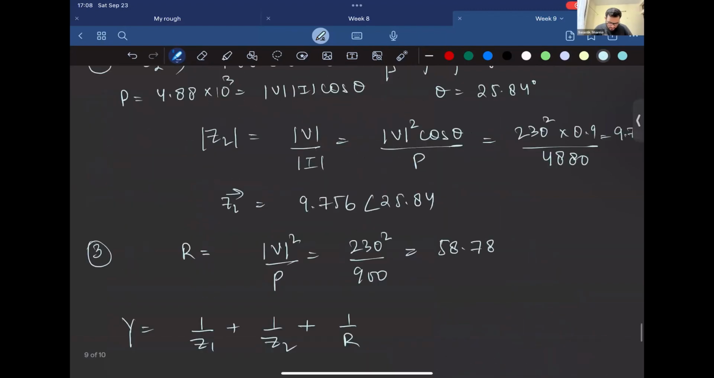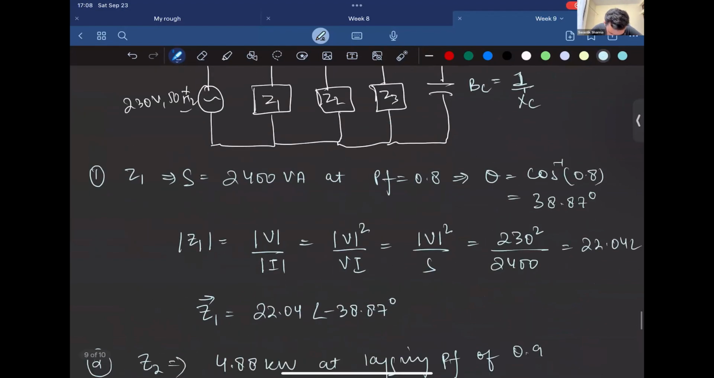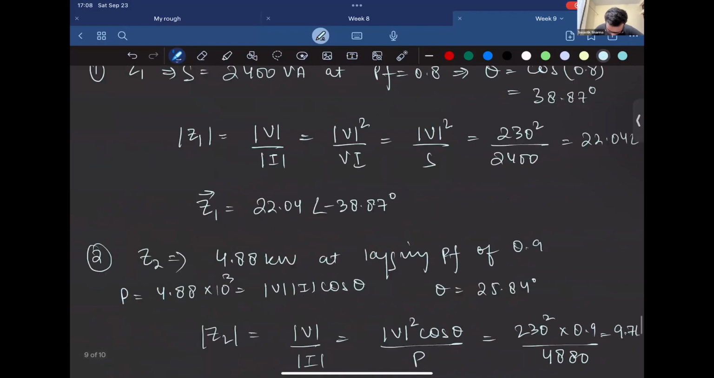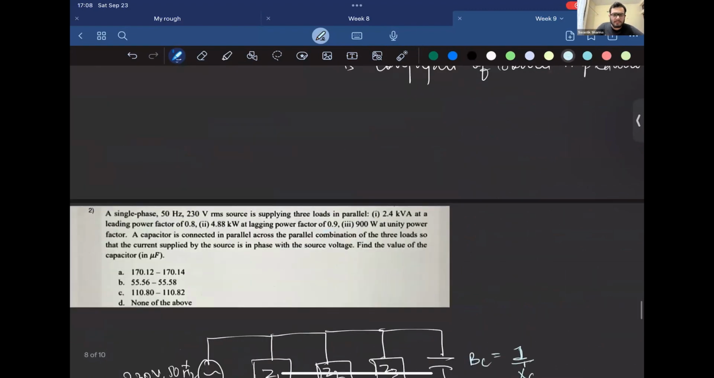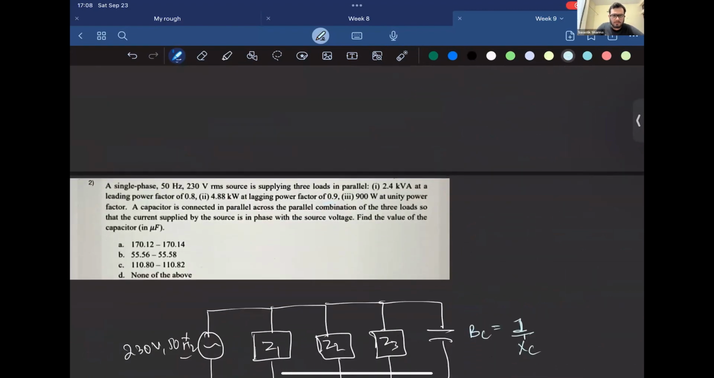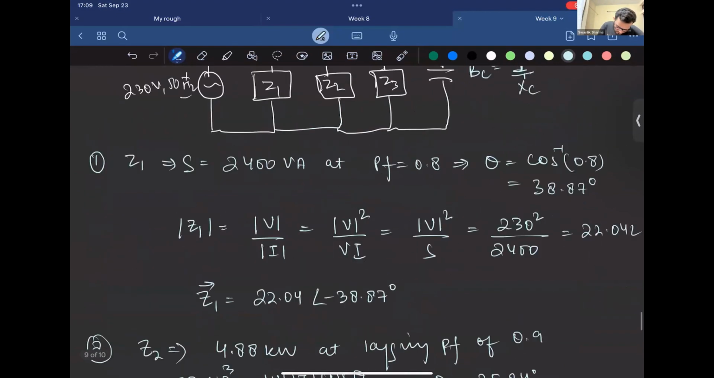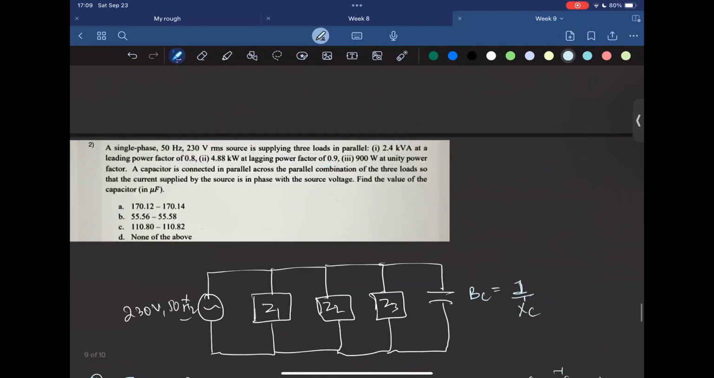51.6, right? So I guess the answer should be none of the above, because it's 51.56 and they have given us 55.56. Is there a mistake? I guess there's a mistake in the question. So three digits are matching. So it's B only, but it's 51. So you can do one thing, none of the above.